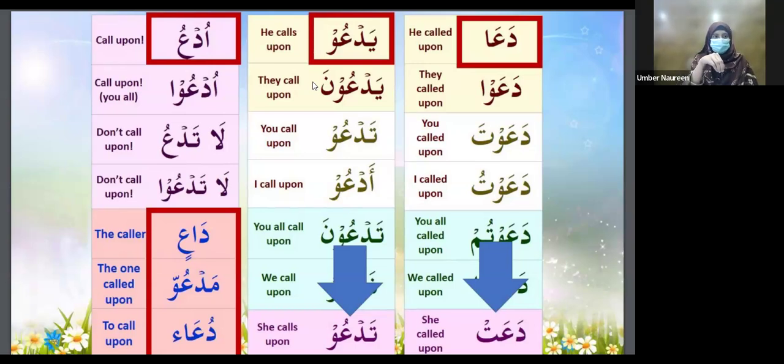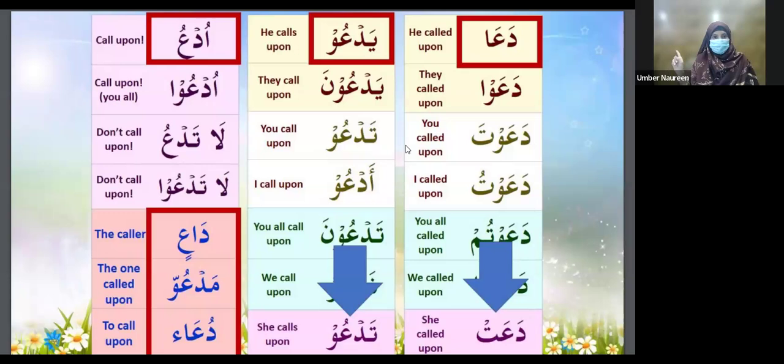Da'in, the caller. Mad'u, the one called upon. Du'a, to call upon. Excellent, mashallah. Sister Hawa, please unmute and revise this.